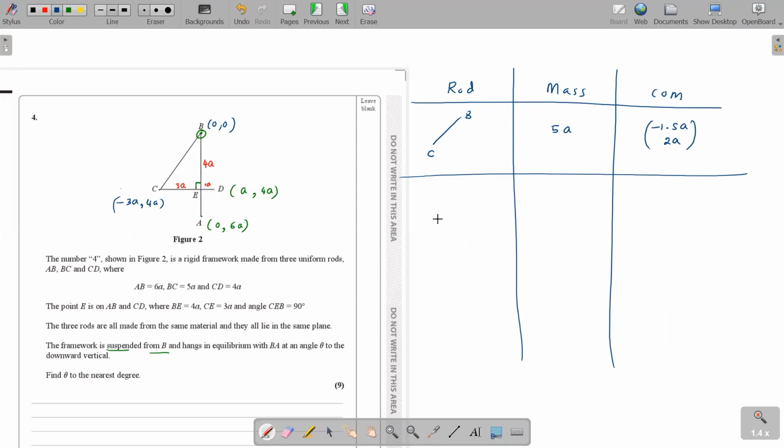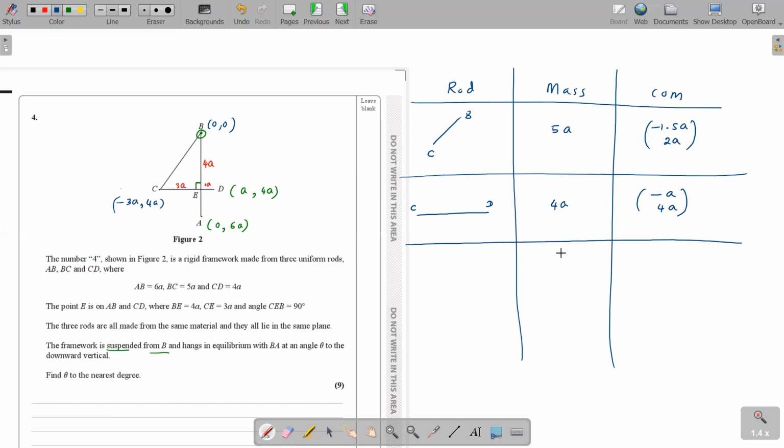And then the next one is CD. For the CD rod, how much is the mass? CD is 4a, right? 4a. The center of mass is in the middle. So take the coordinates minus 3a, comma 4a, and a, comma 4a. Add and divide by 2. Minus 3a plus a is minus 2a, and minus 2a divided by 2 is minus a. 4a plus 4a is 8a, divided by 2 is again 4a.